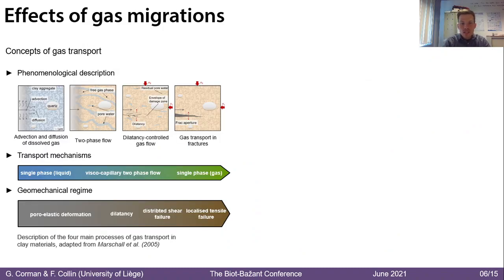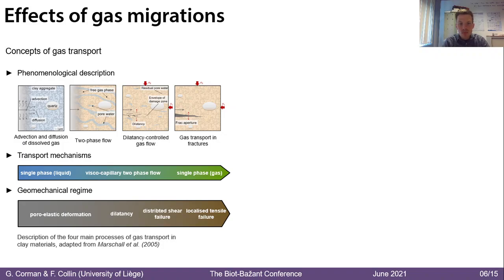On the other hand, the mechanisms of gas generation and migration must also be integrated into the numerical model. And practically, different modes of gas transport can occur depending on the rate of gas pressure increase. So for small injections of gas, there is advection and diffusion of dissolved gas within the liquid phase. If gas pressure increases, a gaseous phase is formed, giving rise to a two-phase flow.